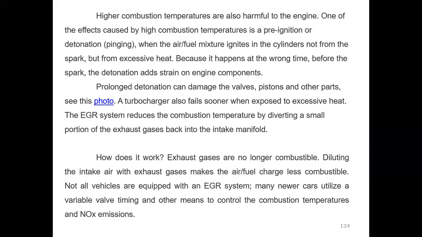The high combustion temperatures are also harmful to the engine. One of the effects caused by high combustion temperature is pre-ignition or detonation, when the air-fuel mixture ignites in the cylinders not from the spark, but from excessive heat, because it happens at the wrong time, before the spark. Detonation adds strain on engine components. Prolonged detonation can damage the valves, pistons, and other parts. See this photo.